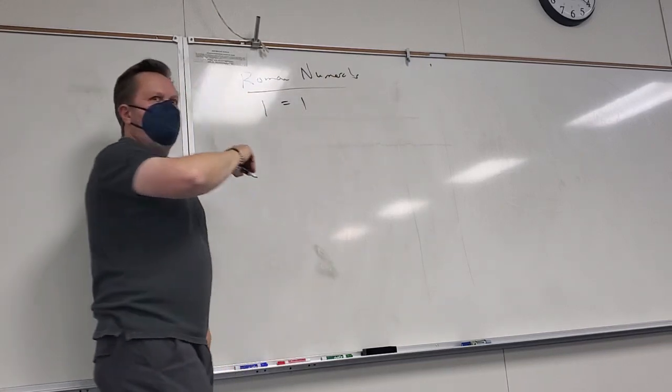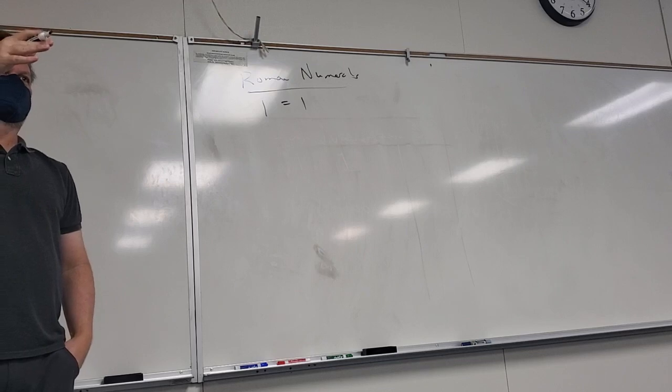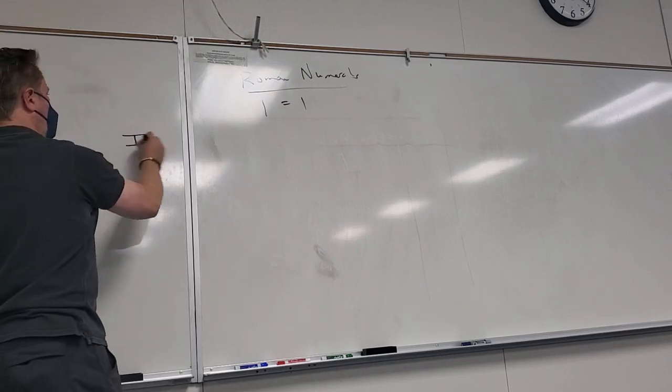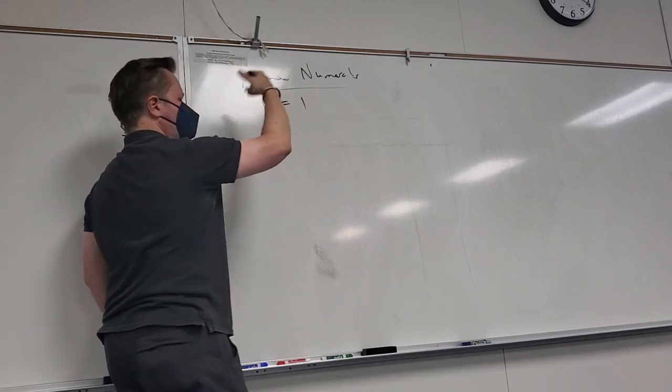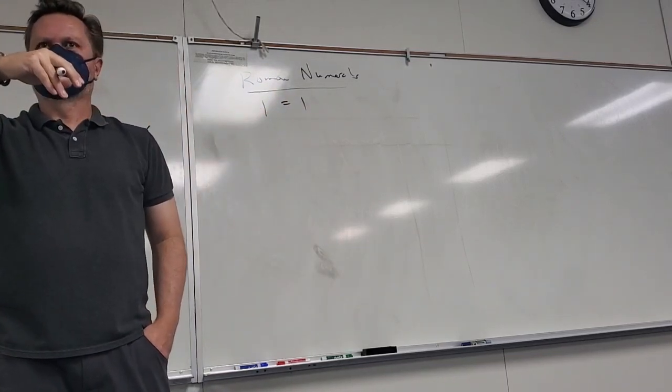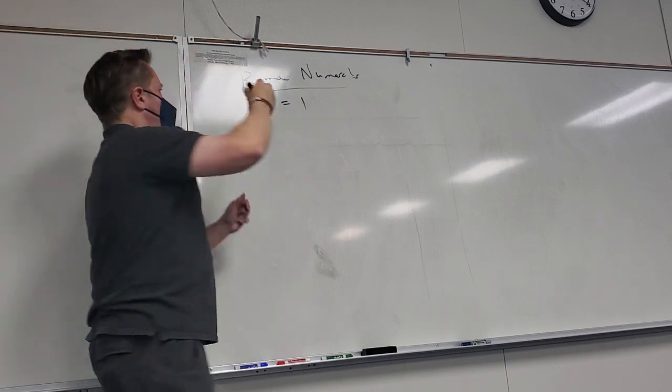One is 1, yay. All right, so the I is 1. And there's a reason you actually don't write it like this, and we'll get into it. What's the next number up from 1? 2. It's crazy.